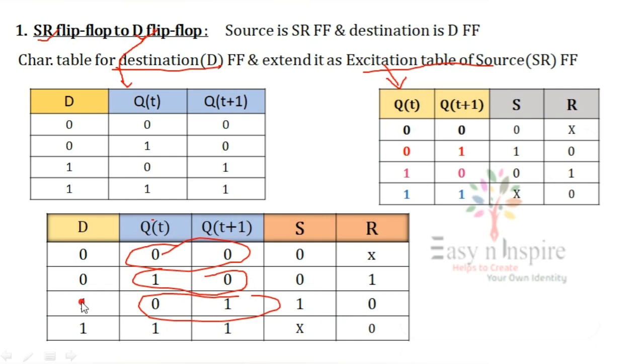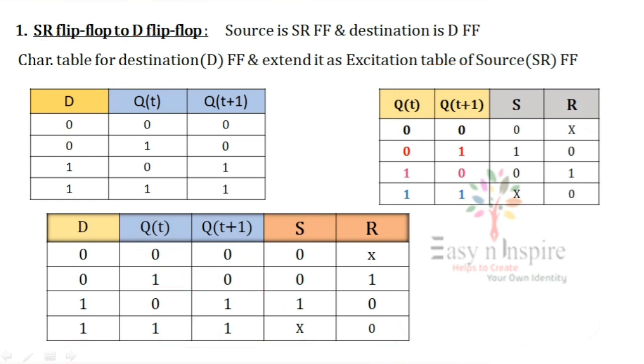So this is the final table. The characteristic table of the destination is extended and the excitation table is derived. This one is the excitation table, and up to here is the characteristic table. So both are combined here. Now you need to draw K maps for S and R.